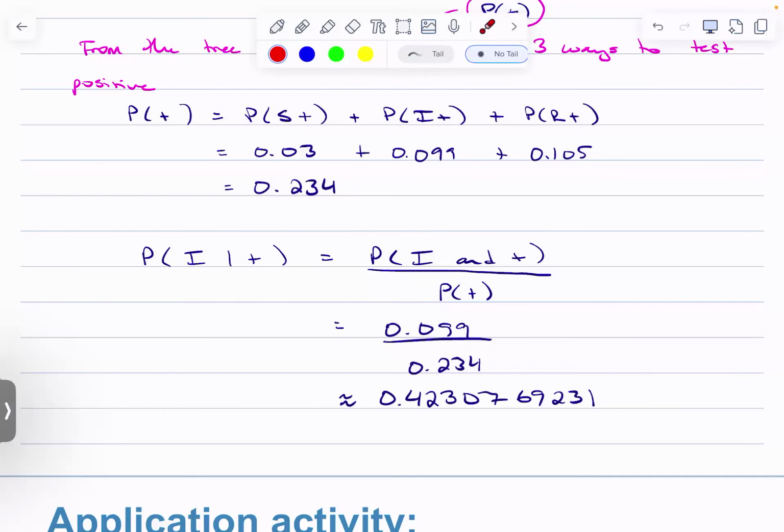Good. Any questions about that one? Yeah. When we're taking the denominator percentages, I'm just trying to wrap my brain around why we're taking it from the very bottom branches and not the middle branches.